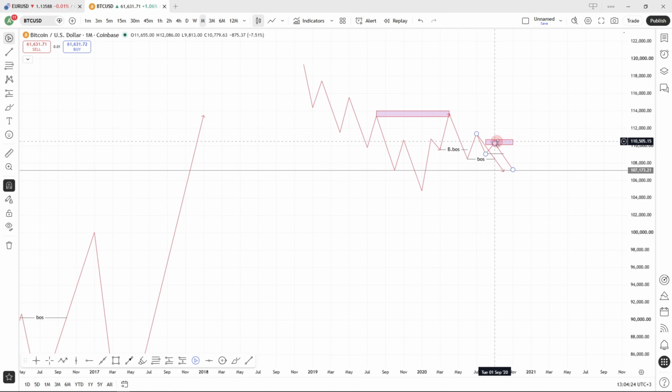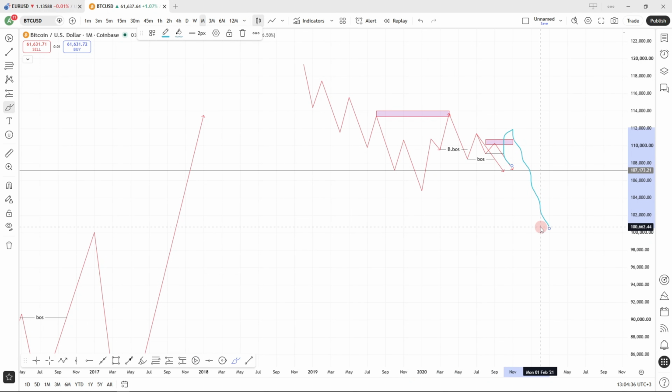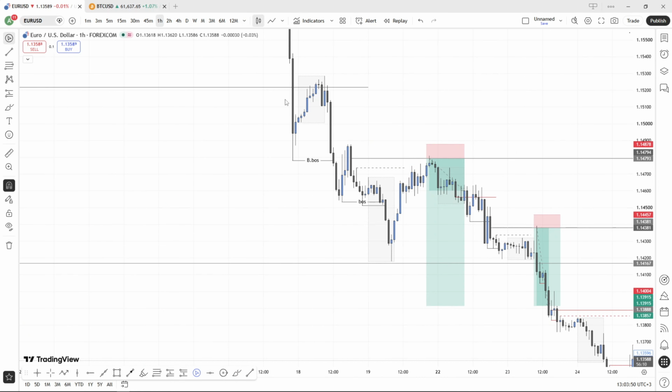It gives us a breakout structure, whether internal or external. And then we are going to anticipate that price is going to come back to that area, take out that liquidity, and then sell to the downside. So that is what we are anticipating. Let's see on the charts if that is what happened.